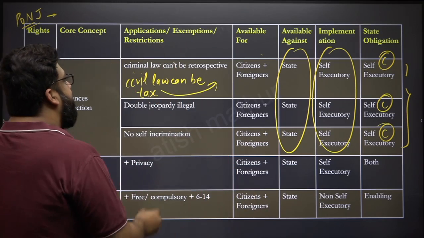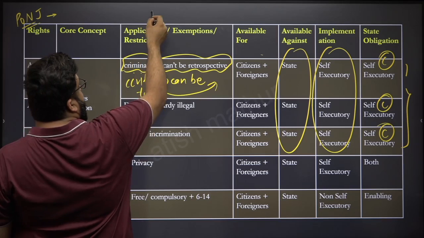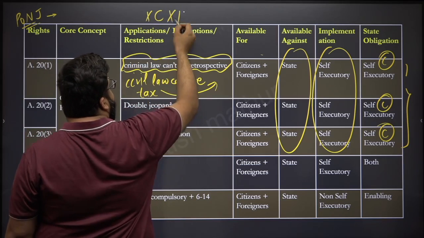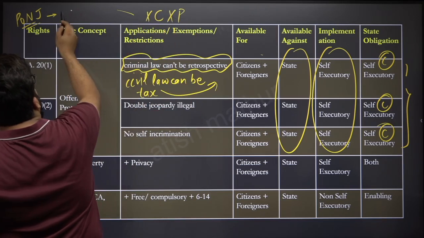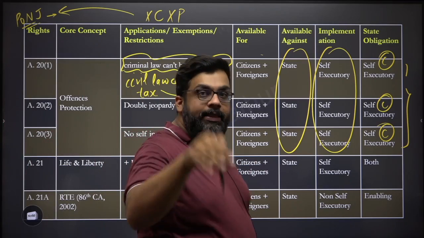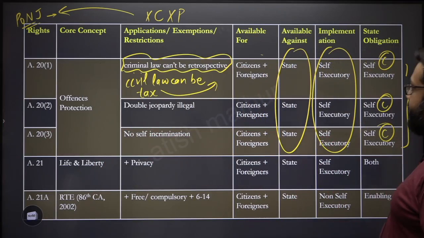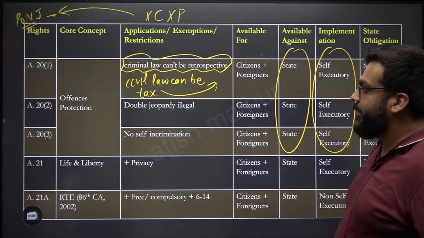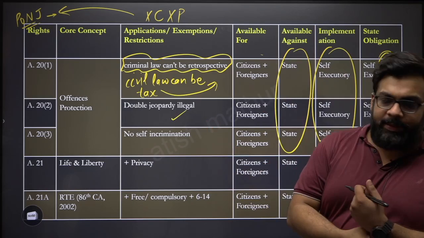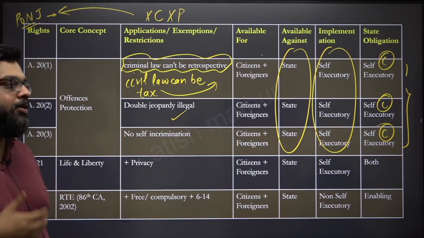But criminal law can't be retrospective, because if a crime like that did not exist, or the punishment of the same stature did not exist, it would be unfair for the person to be charged with something that did not exist the day the crime allegedly happened. It violates principles of natural justice. So, available against citizens and foreigners. The second principle is the principle of double jeopardy, which is illegal. Double jeopardy means you can't be tried for the same crime twice.